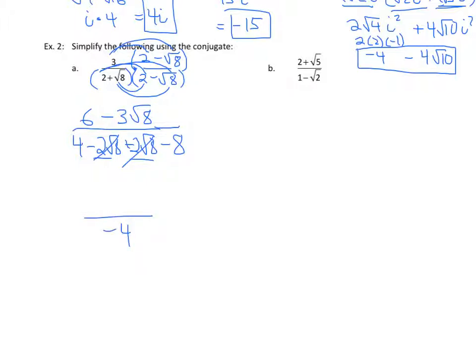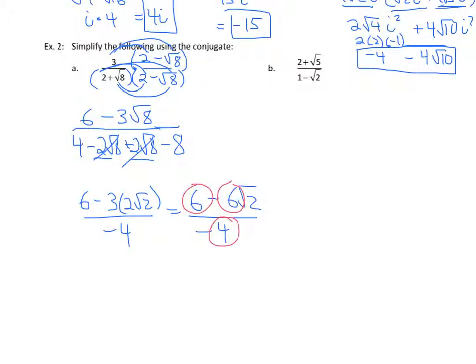On the top, I still need to simplify. We get 6 minus 3 radical 8, which is 2 root 2, so that would be 6 minus 6 root 2 over negative 4. And then all of these can be divided by 2, so we can reduce that. If we divide each term by 2, we get 3 minus 3 root 2 over negative 2. And that would be our final answer.